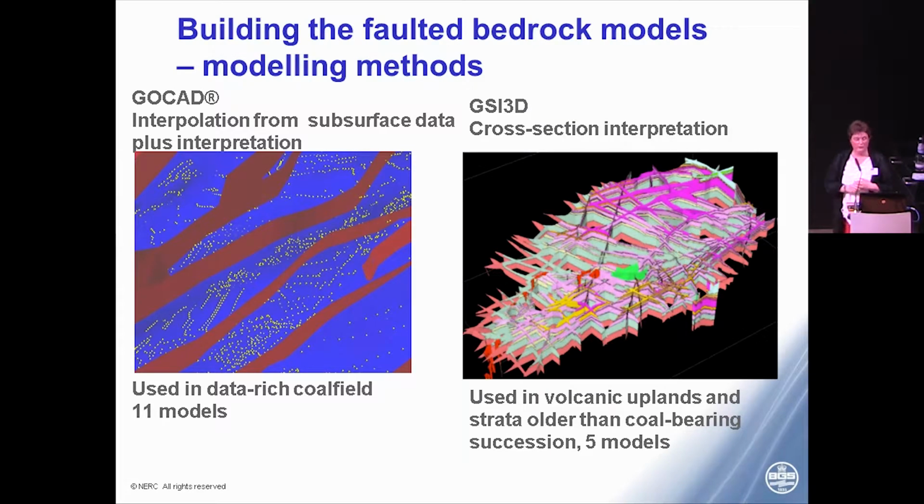We've done the modelling in 2 different ways. We've used an interpolative method where we've got lots of data. So the image with the blue surface is an area where there's lots of coal mining data, and that's all the yellow data points that are constraining, in this case, a series of fault blocks stepping down into the basin. And that's been done in an interpolative package in GoCAD with some geological interpretation. And then at the other extreme, in the volcanic uplands, we don't have the subsurface data, and we've done more of an interpretive modelling using GSI 3D and cross-sections. But in each of these cases, we've got a lot of faults of lots of different scales.